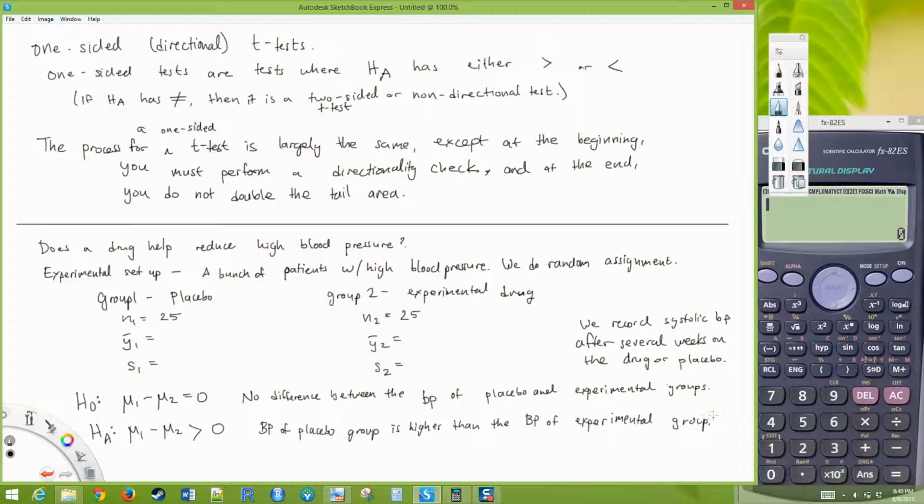This would be the only alternative that would be of interest to us, okay? If we get the result where the blood pressure of the placebo group is lower than the blood pressure of the experimental group, this does not support our cause for trying to market this drug, okay?